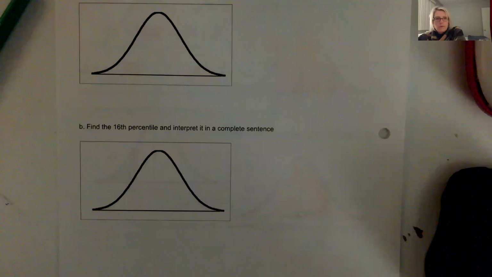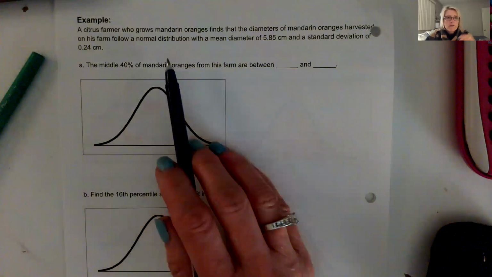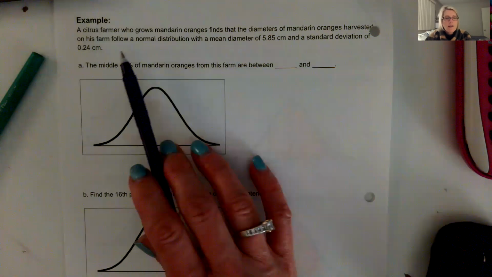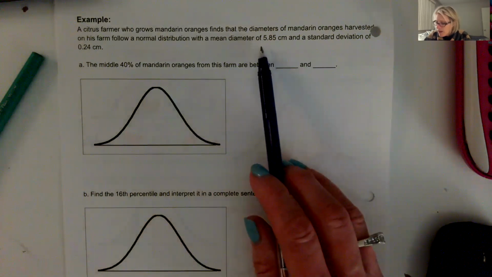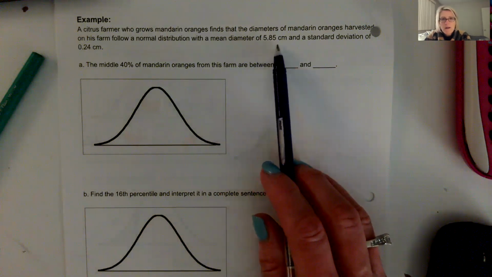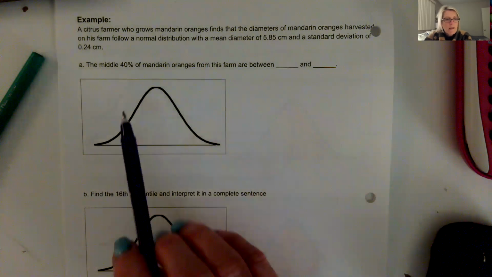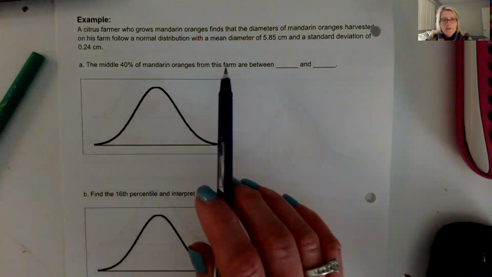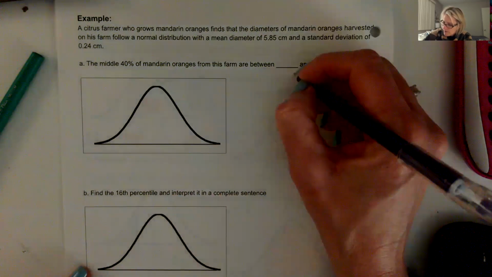Okay. Our last page of questions example here. So it says, a citrus farmer who grows mandarin oranges finds that the diameters of mandarin oranges harvested on his farm follow a normal distribution where the average diameter is 5.85 centimeters and a standard deviation of 0.24 centimeters. He wants to find the middle 40% of mandarin oranges from this farm are between what and what centimeters?